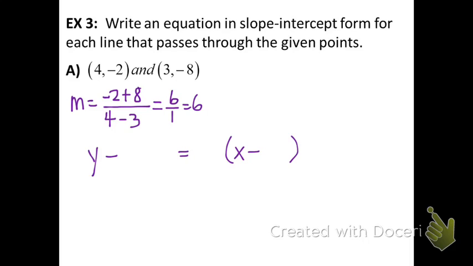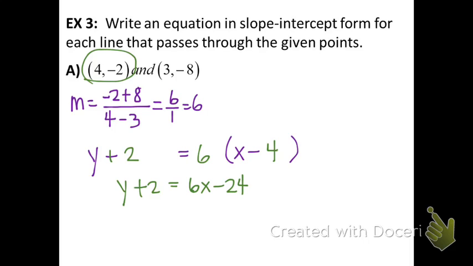And at this point you need to determine which point you're going to use. I'll go ahead and use the first one. It really doesn't matter. So it's y minus a negative 2, it becomes plus 2. Our slope is 6, and x minus 4. Again, you have these 2 steps. Distribute the 6, and then from here you'll subtract the 2 from both sides to get 6x minus 26.